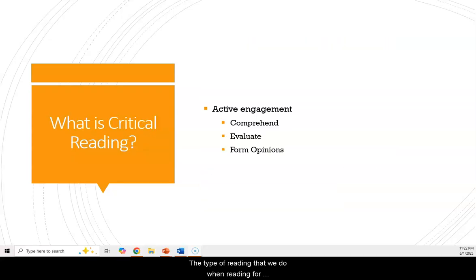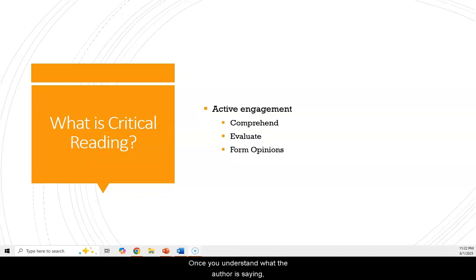The type of reading that we do when reading for academic purposes is called critical reading. Critical reading requires you to actively engage with the text, whether that text is an article based in research or a work of fiction such as a novel. The first step to active engagement is comprehension. Do you understand the argument of the article or the theme of the novel? What point are they trying to make? What is the context in which this text was written, and how might it affect how the author writes? What details or subtle points have they included that might be important later? Are there vocabulary words that you aren't familiar with that you might need to look up?